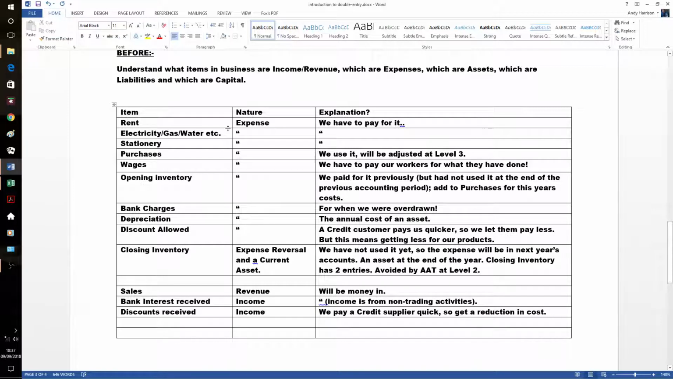Things like rent, electricity, stationery purchases, wages, lots of expenses. We'll have an opening inventory. That means something we'd already bought the previous year. Although we paid for it, possibly we may not have paid for it, we're just going to add it to purchases, which of course is a debit. Depreciation is an asset, vehicles or something, being spread over the year.